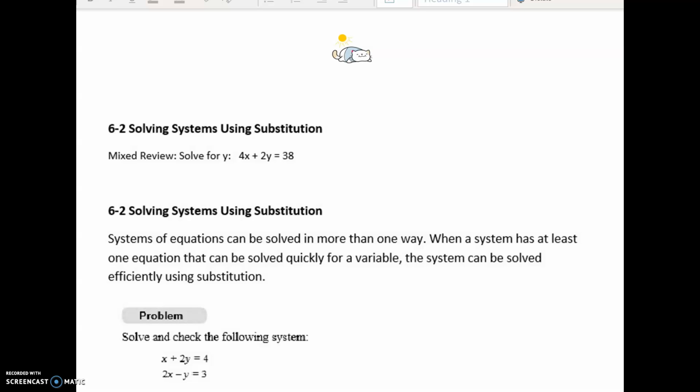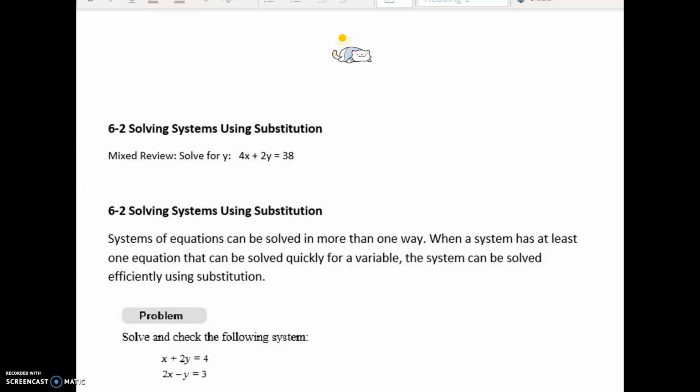In Lesson 6.2, we will be solving systems using the substitution method. So in 6.1, you had some practice solving the system by graphing. Now we will be solving using more of an algebraic method.